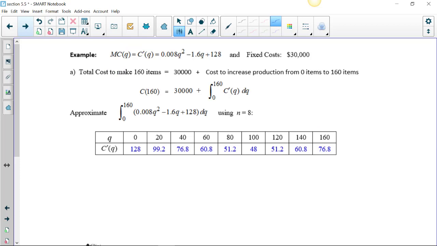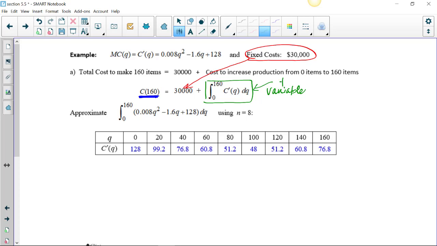Okay, so let's look at an example. Here's our marginal cost function. We can see it's quadratic, and they're telling us fixed costs are $30,000. So I want to know what's the total cost to make 160 items. So I want to come up with C of 160. Okay, so I'm going to start with my fixed costs, $30,000, and I'm going to have to add on my total variable cost, which is basically the value of that definite integral.